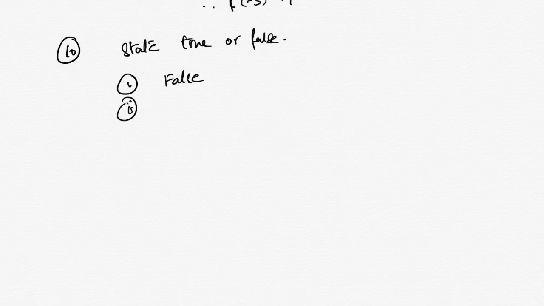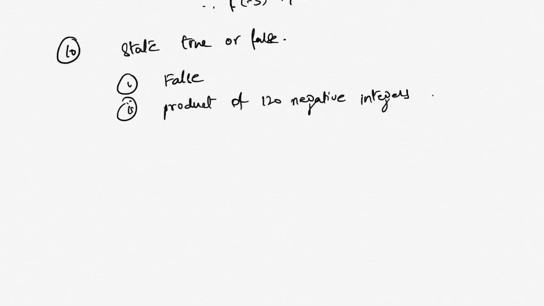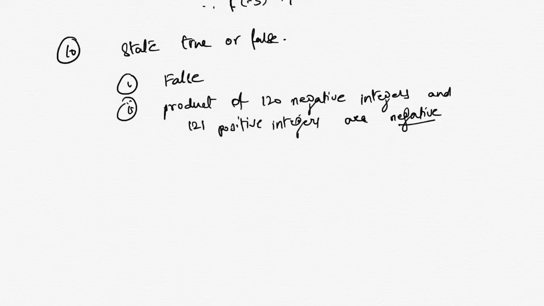The second is, product of 120 negative integers and 121 positive integers is negative. Now let's see. Product of 120 negative integers and 121 positive integers are negative. Now they are asking whether the product of 120 negative integers and 121 positive integers is negative or not.